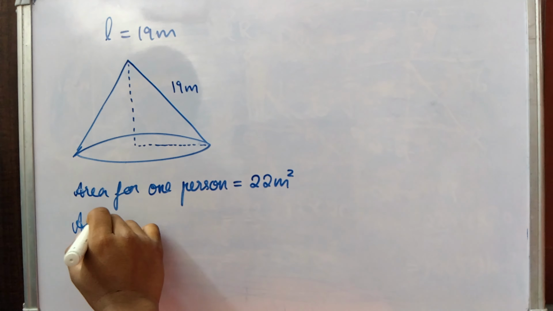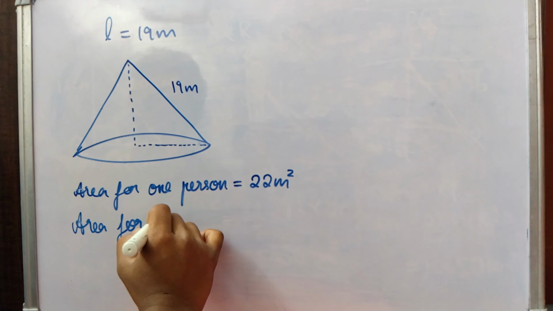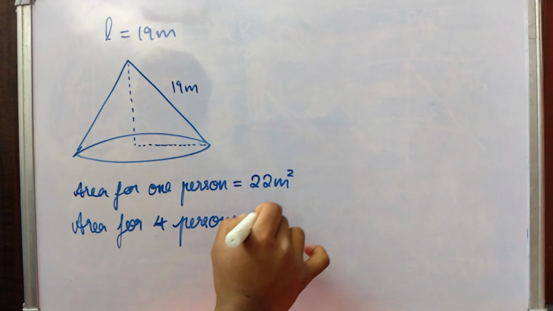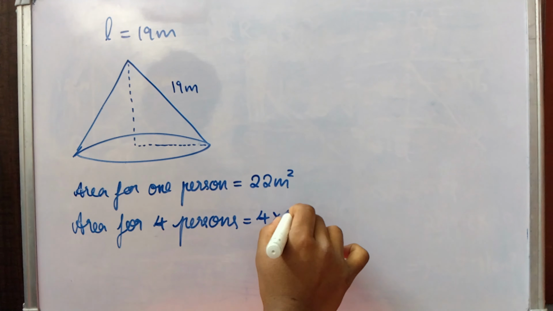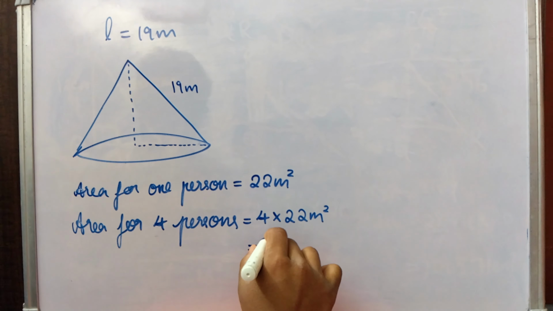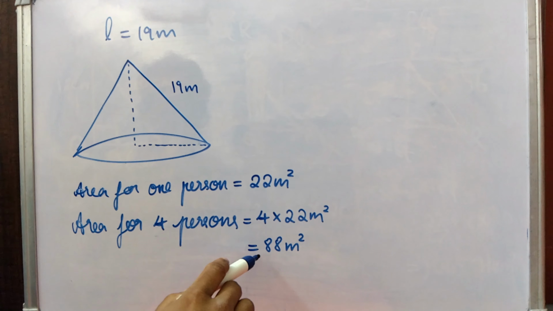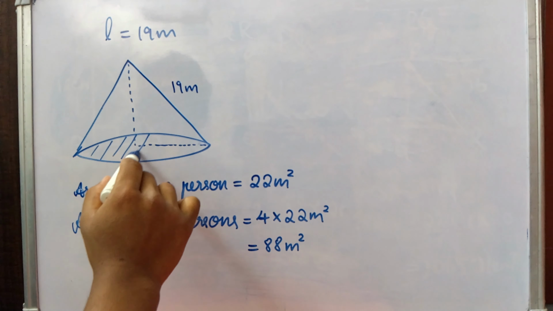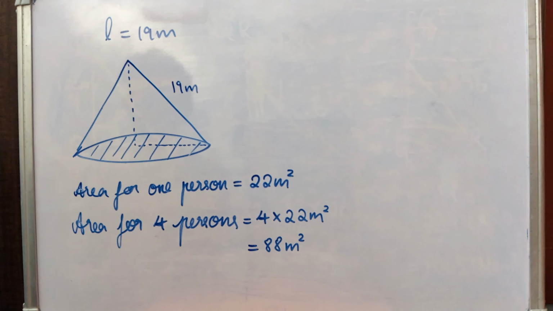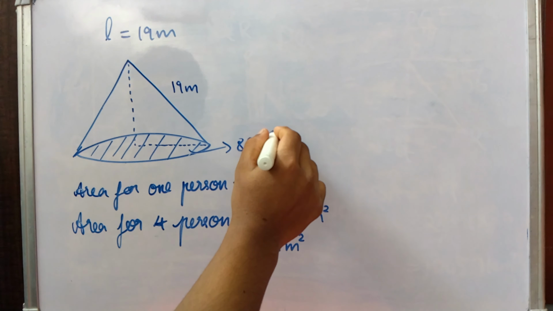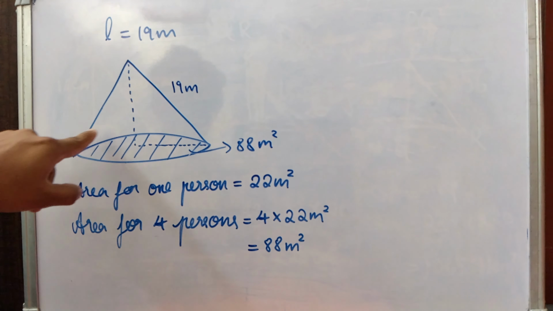So the area for 4 persons is equal to 4 into 22 meter square, which is equal to 88 meter square. What is this area of 4 persons, 88 meter square? It is actually this bottom surface area of the cone. So its area is 88 meter square. It is actually a circle.